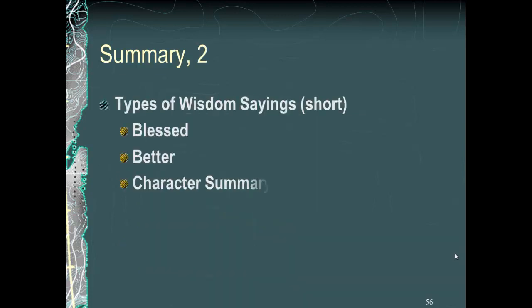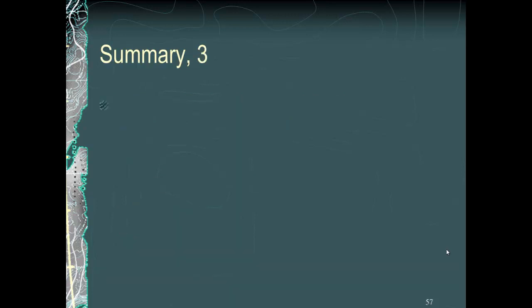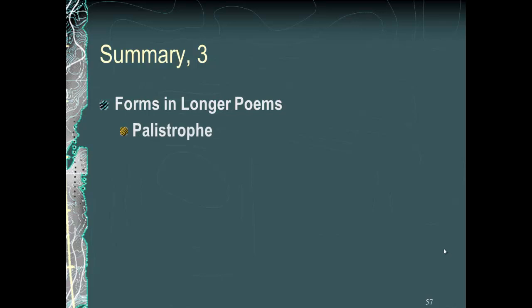The short sayings may be characterized by a variety of forms: blessed, better, summarizing character, issuing a question, often rhetorical, and oftentimes giving us the notion that either implicitly or explicitly this content is at home within a royal setting. When it comes to the longer poems, we became aware that there are some forms which are uniquely able to be used in the longer poems: palistrophe, acrostic, inclusio, numerical sayings.